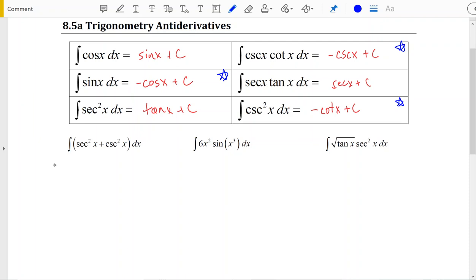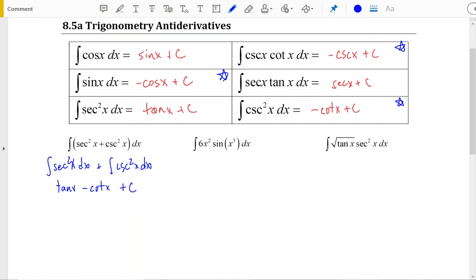So the first one, antiderivative of secant squared x plus cosecant squared x. We've got addition here, so remember that we can split these into two problems: the antiderivative of secant squared x plus the antiderivative of cosecant squared x. And we have rules for each of these. The antiderivative of secant squared x, we just reminded ourselves, is tan x. The antiderivative of cosecant squared is negative cotangent x plus c.